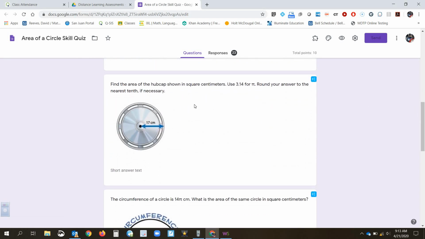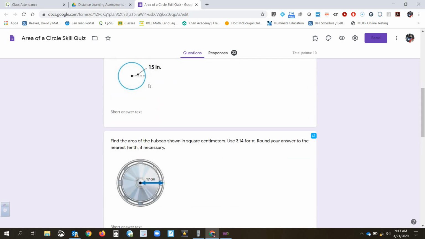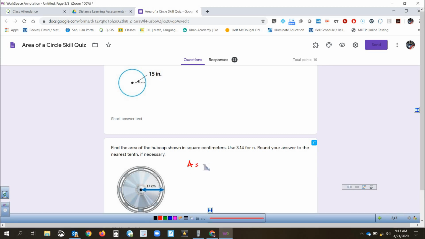Here we go. Find the area of the hubcap shown in square centimeters. Well, the hubcap is just like the one we just did, right? The only difference is it's a picture of something instead of just being a diagram of a circle. So again, the area is pi times radius squared. Notice, by the way, now we are working with square centimeters because these are centimeters, not inches. And again, I'm not going to do the one with 17, but it's the same idea. Let's just say it were 20. It would be pi times 20 squared.